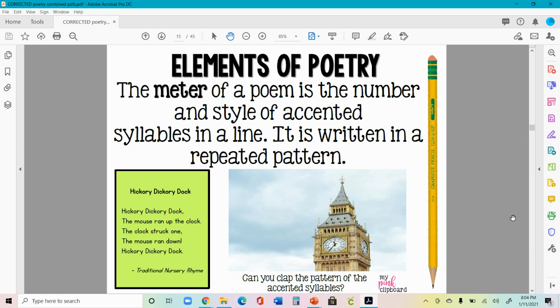So it's repeated. The first and last syllables, accented syllables, are repeated. The third and fourth accented lines are repeated as well. So I want you to pause this and try and clap that out.